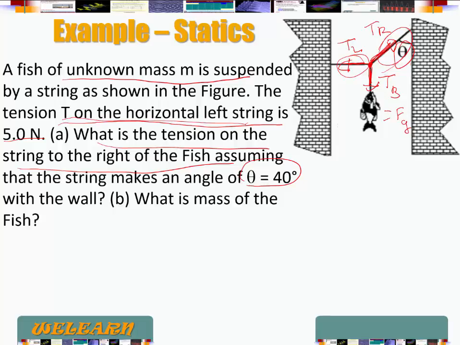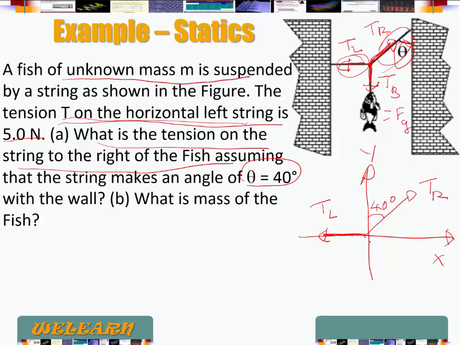To proceed now, what we need to do after we have identified the forces is to draw a free body diagram. So this is my y-axis, this is my x-axis. Now my TL is along the x-axis in this direction. My TR is in this direction. Since this angle is 40 degrees, that makes this angle 40 degrees. And my TB is in this direction.